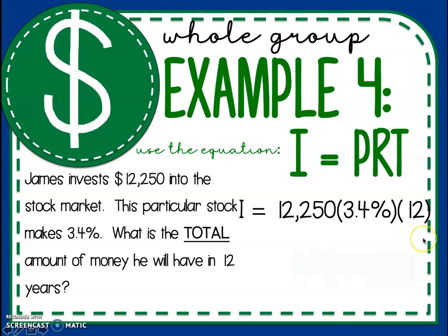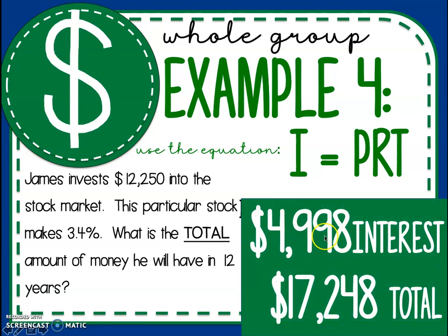Okay, we get $4,998 in interest, but that's not our final answer because it asks for the total. To get our total, we're going to take what he invested, the principal amount, $12,250, plus the interest that he acquired, $4,998, and we get that the total he'll have in 12 years is $7,248.